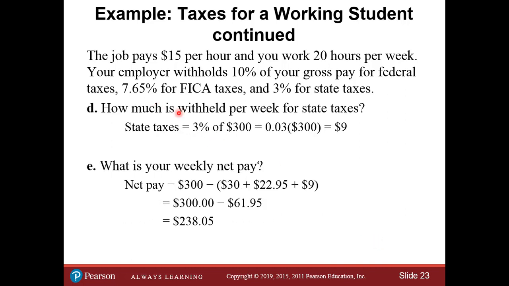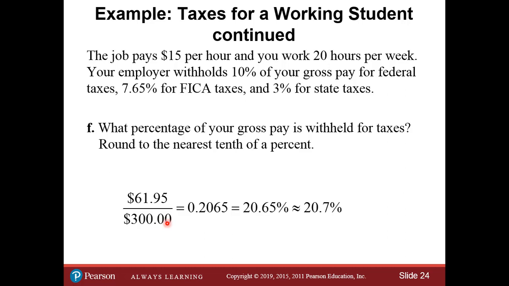And then how much is withheld for state taxes? Well, 3% of your check, which is $300, so that's going to be $9. And so your weekly net pay is your $300 gross pay minus all your taxes. So your net check is going to be $238.05.